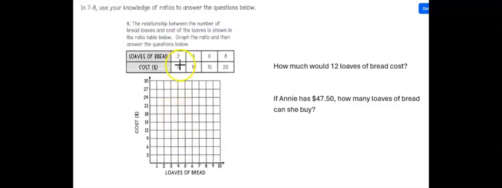So I want you to graph these ordered pairs on this graph here. And then when you're done graphing those ordered pairs, turn the video back on to see if you did it correctly.